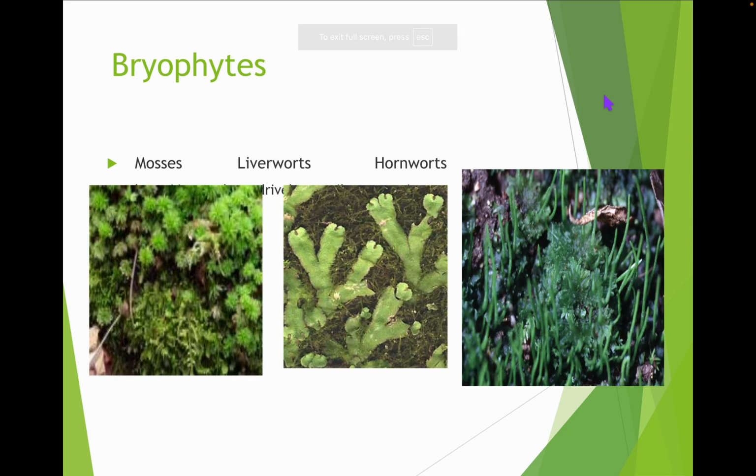So here we're taking a look at the mosses, liverworts, and hornworts, right? So this is a moss, this is a liverwort, and this is a hornwort.